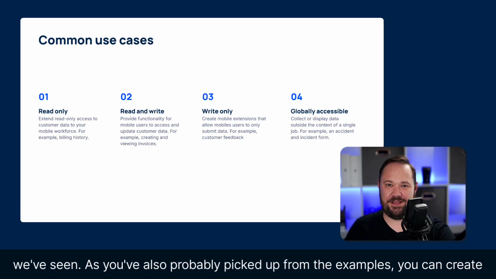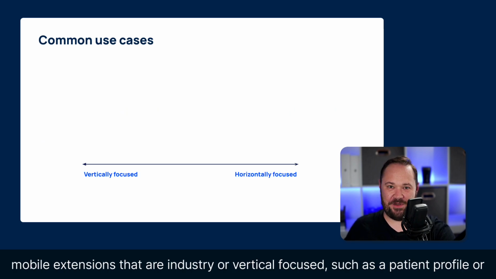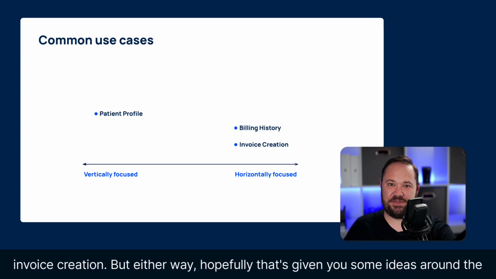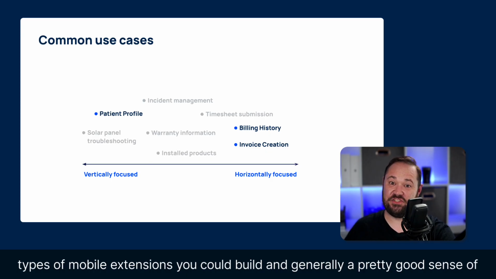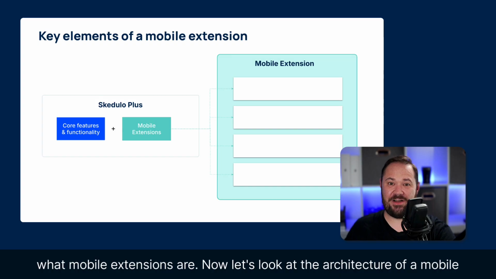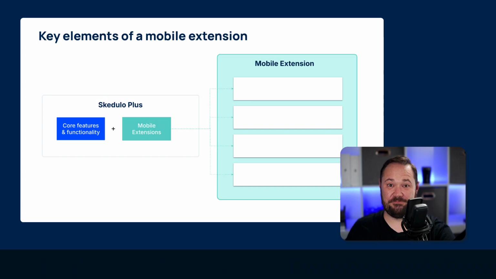As you've also probably picked up from the examples, you can create mobile extensions that are industry or vertical focused, such as a patient profile, or mobile extensions that are more horizontally focused, for example, billing history or invoice creation. But either way, hopefully that's given you some ideas around the types of mobile extensions you could build, and generally a pretty good sense of what mobile extensions are. Now let's look at the architecture of a mobile extension.